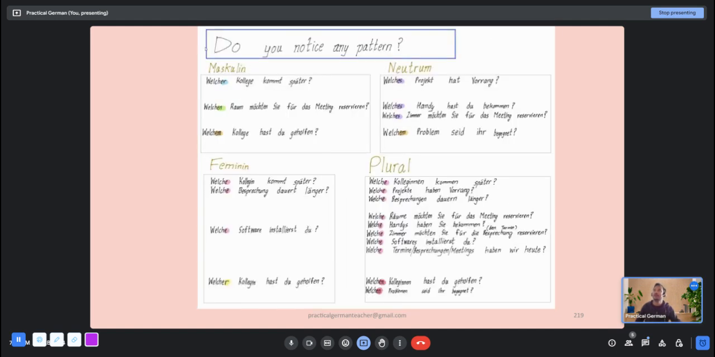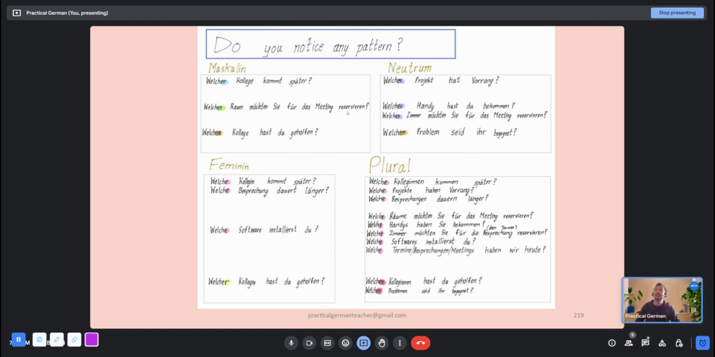If I go back, "Welcher Kollege kommt später?" This is nominative. Why do I say it is nominative? Because it's asking who is coming late. Who is the question. The next one, Rishabh, tell me why this is accusative. The next sentence.